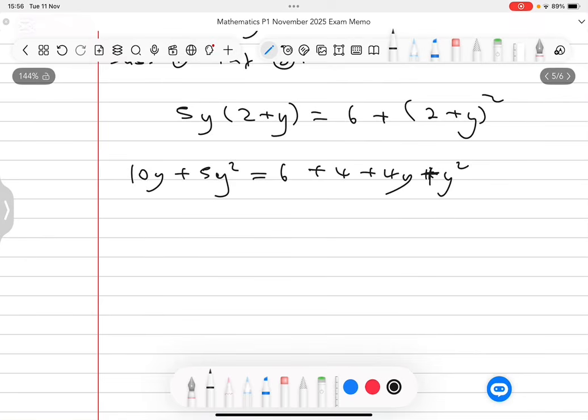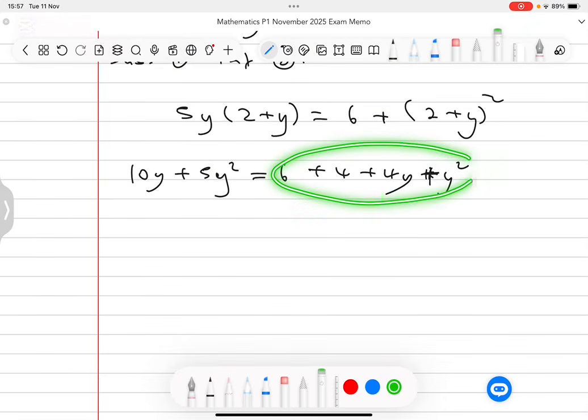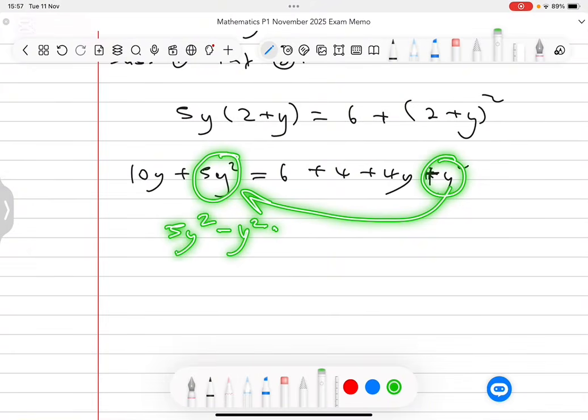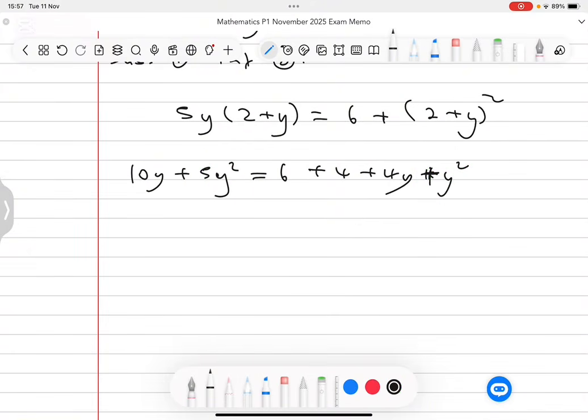And from here, I can write this in standard form where I group the like terms. I'm going to take every term in the right-hand side to go to the left-hand side. So I'm going to start with the y squared. I'm having 5y squared. I'm going to take this to this side so that I'm having 5y squared minus y squared, and that should give me a 4y squared.